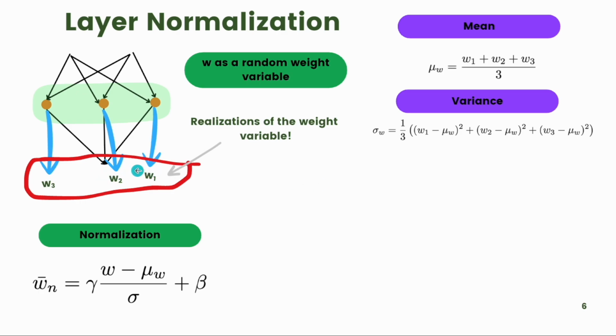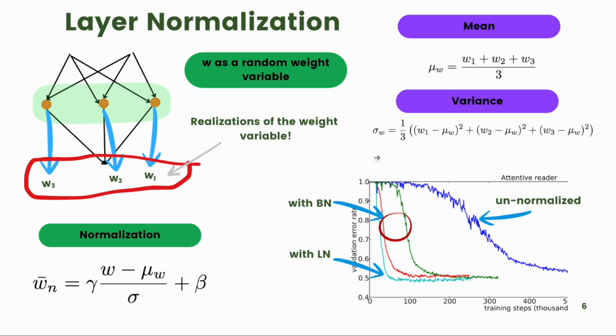Here, it's not very obvious why these different weight values are realizations of a random variable W. But despite there being a shaky foundation, it works very well in practice, and particularly for large language models, right? So all the latest large language models use layer normalization. None of them use batch normalization.